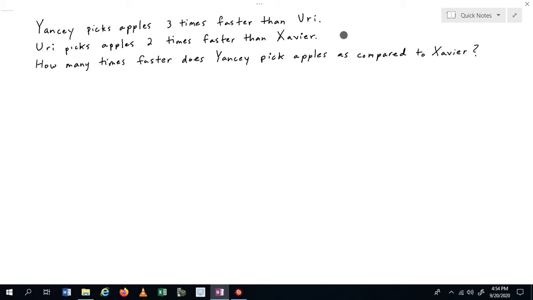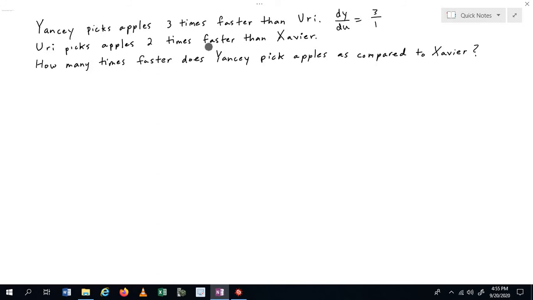And so we can write this in terms of a rate of change. The rate of change in Yancey as compared to Yuri, which we can write as a derivative, dy over du, would be 3 to 1. So for every 1 apple that Yuri picks, Yancey is picking 3. And so that means as a rate of change, the derivative of y with respect to u is equal to 3.